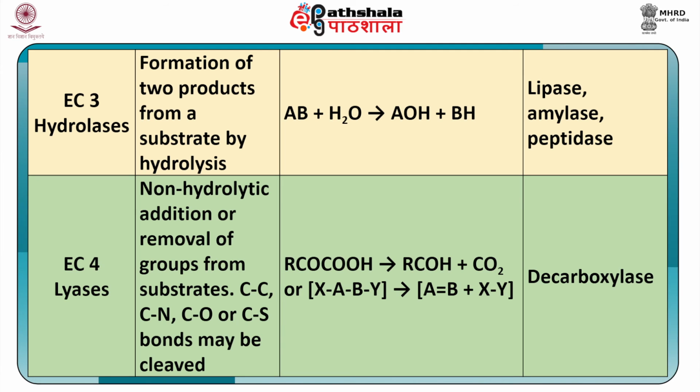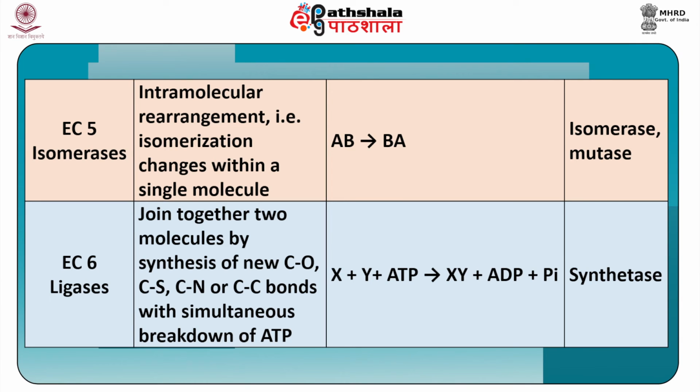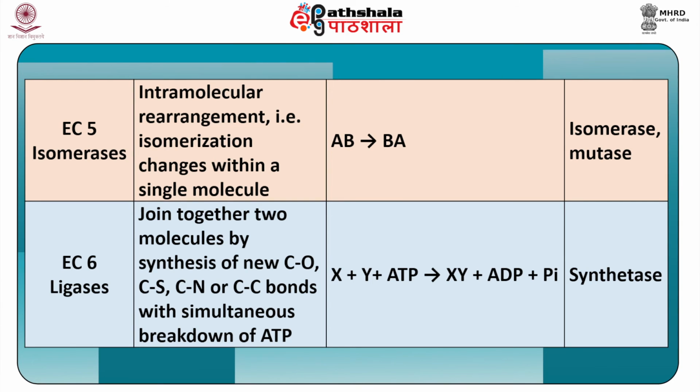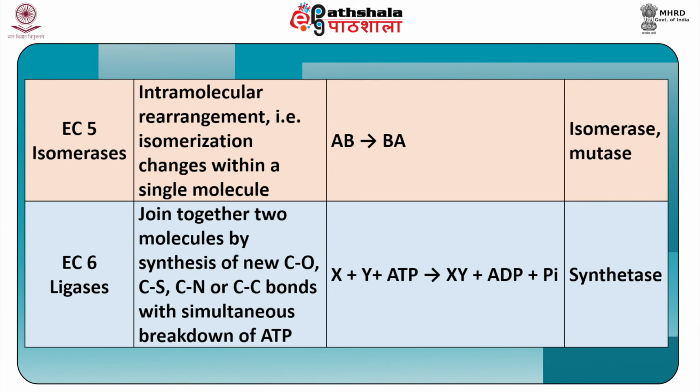Decarboxylase is one of the examples. We are well acquainted with the isomerases. They come under the category or group of EC5. So the third digit will be 5 if we are talking about the isomerases in the 4-digit nomenclature.